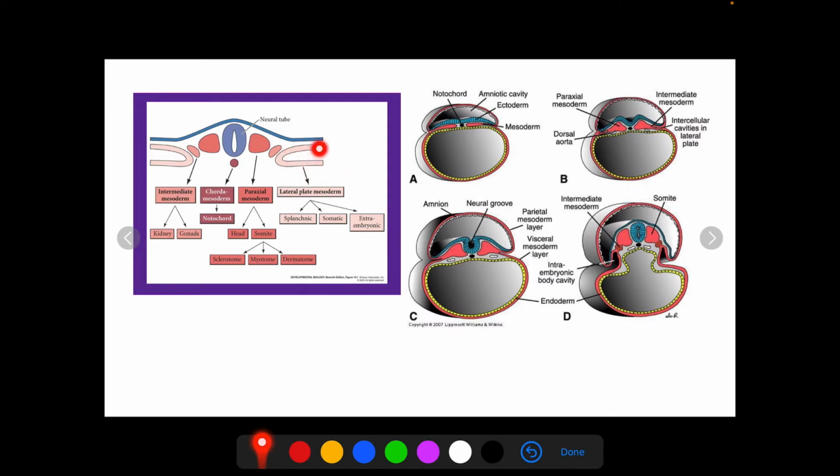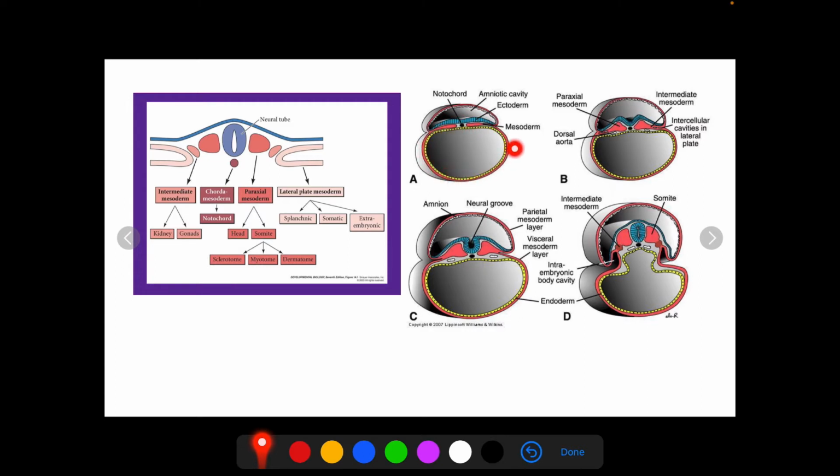It becomes two parts. The part near the ectoderm is called somatic, and the part away from the ectoderm and near the endoderm is called splanchnic. This splanchnic part will continue like that and turn around the endoderm and form the heart and vascular structures. As we said, it's ectoderm, then mesoderm, with the notochord in the middle of the mesoderm, then there will be endoderm.